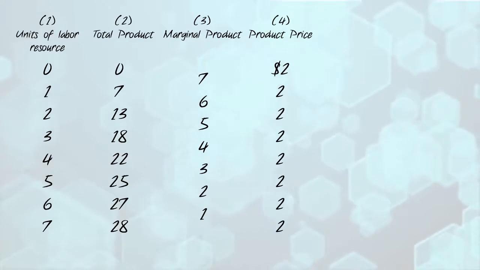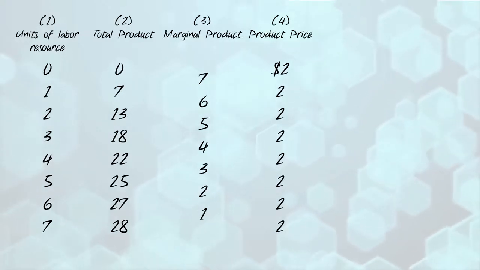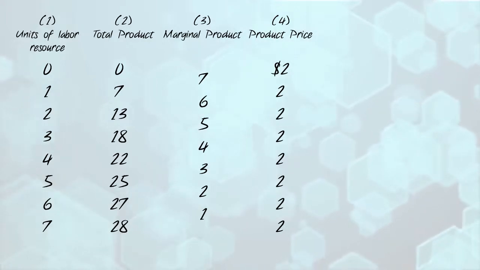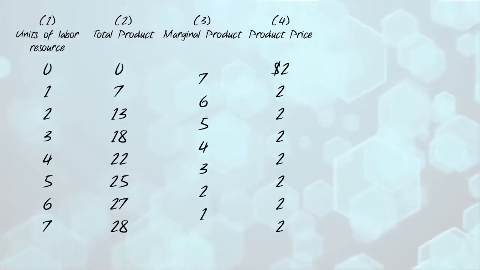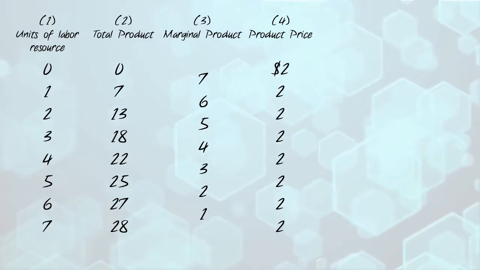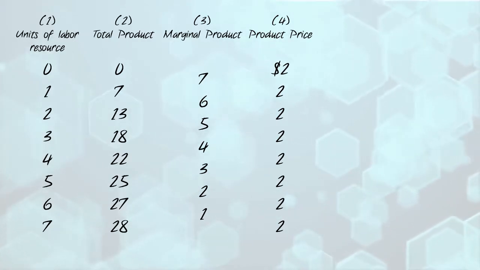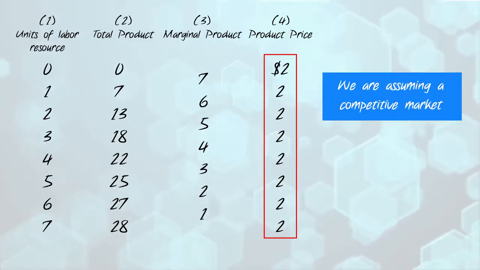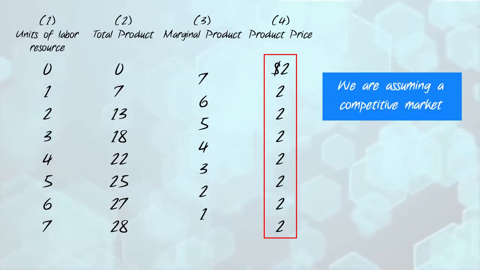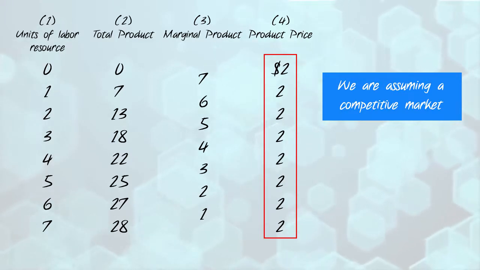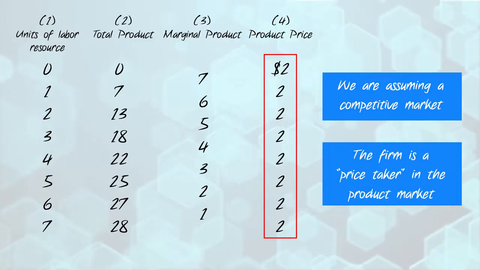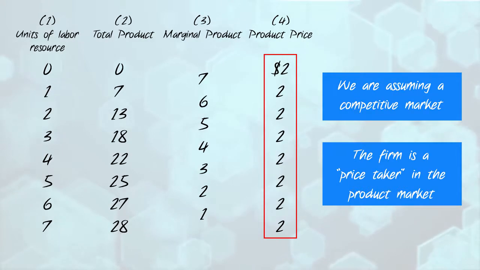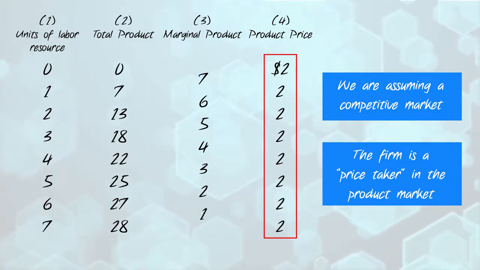Note, however, that the derived demand for the resource also depends on the price of the commodity it produces. Column 4 adds this price information. Here we see that product price is constant, in this case $2. This is because we are assuming a competitive product market. Recall from Lesson 5 that in such a case, the firm is a price taker in the product market, meaning that it can sell as few or as many units of output as it wants to at this price.